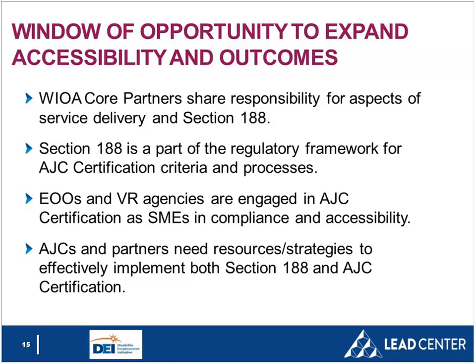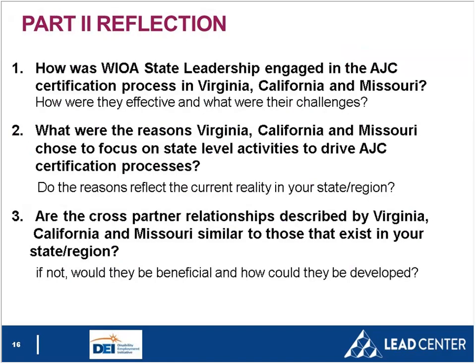Compliance with Section 188 and engagement in AJC certification has broadened under WIOA. Core partners share responsibility for aspects of service delivery and so of Section 188. And Section 188 is that part of the regulatory framework for the AJC certification criteria and processes. And we've learned that equal opportunity officers and vocational rehabilitation agencies and staff are engaged in AJC certification and are serving in capacities of subject matter experts around compliance and accessibility. And we've also learned that AJCs and partners need more resources and strategies to effectively implement both 188 and the AJC certification process, which is kind of why we've done this webinar and have brought some states to the table to share what they've done.